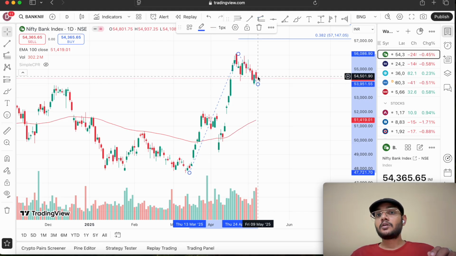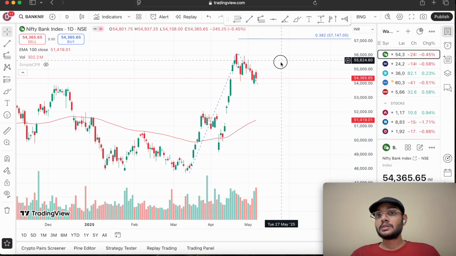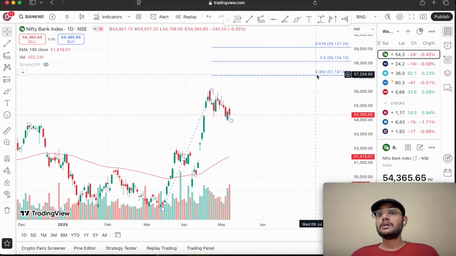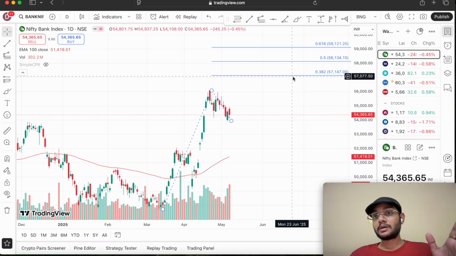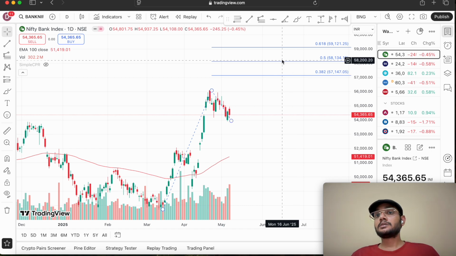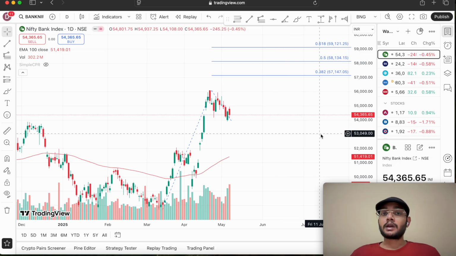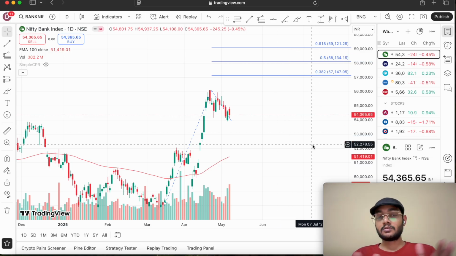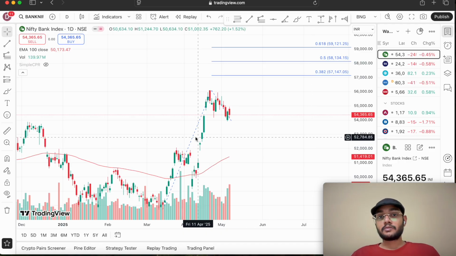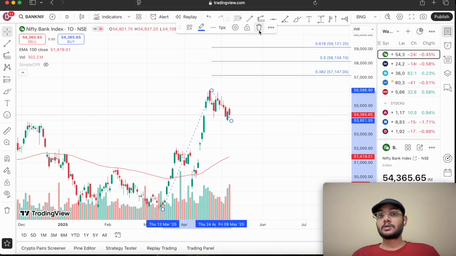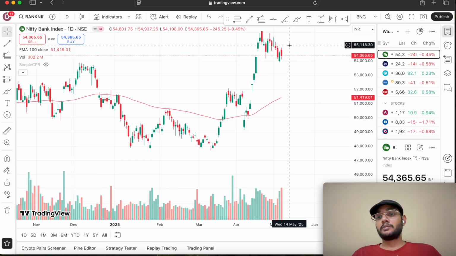If the market forms a green candle above this, somewhere at this point, and it continues, then there is a high probability that it will reach 57,147 for sure. Okay, and then there is a high probability that it may reach this zone of 0.5 to 0.618 and then revert back from that zone. That's how this Fibonacci works, and Fibonacci works every time, because our universe works on the Fibonacci. So that's how these levels work.